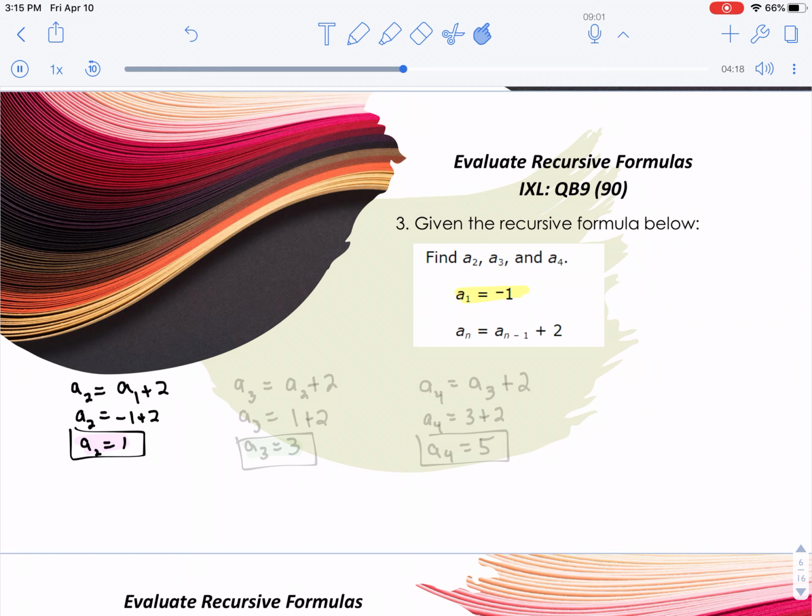All right, now we need to find a sub 3. So a sub 3 is a sub 3 minus 1, which is a sub 2, plus 2.